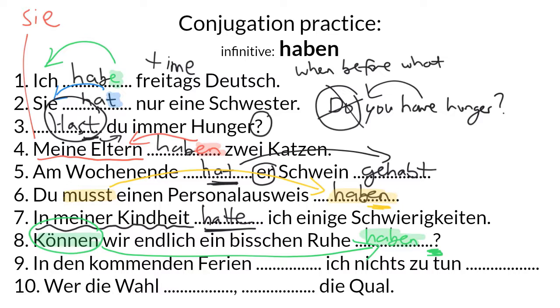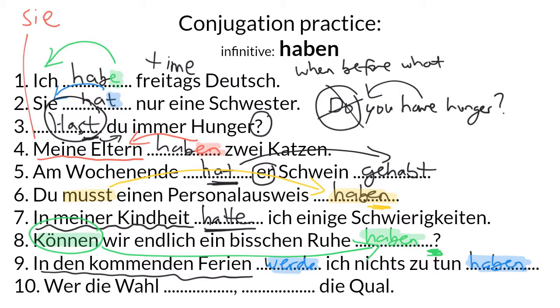Number 9, in den kommenden Ferien werde ich nichts zu tun haben. In this case, we're talking about a future time period, in the coming holidays. And so we know that we need to use the future tense, or at least the present tense talking about the future, but we've got 2 gaps. So we've got to have the future tense with werde. And what werde does is, similarly to a modal verb, it sends the next verb to the end of the sentence with an en and no zu. In the coming holidays, I won't have anything to do.